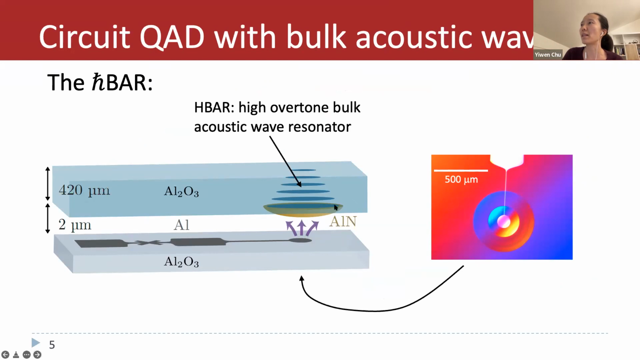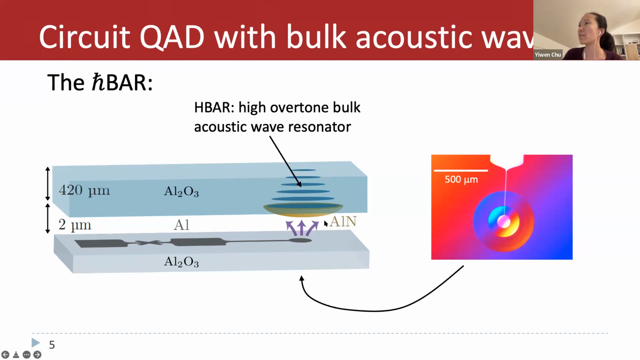As it does that, it goes through this aluminum nitride, which is a piezoelectric material, and that transduces acoustic waves into the bulk of this sapphire substrate. That is our mechanical object, which is also called a high overtone bulk acoustic wave resonator, or H-bar. The colorful picture you saw is a view from the bottom up, where the white is the antenna from the qubit, the inner circle is the aluminum nitride, and on the outside is a bit of sapphire.